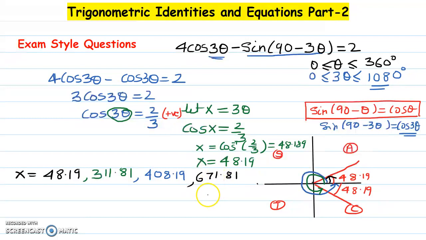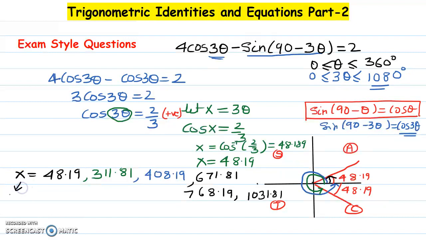The last two angles will be 768.19 and 1031.81. The first round is 360, the second round is 720. 720 plus 48.19 is 768.19. Then you take one more round and you will get the last value, 1031.81.